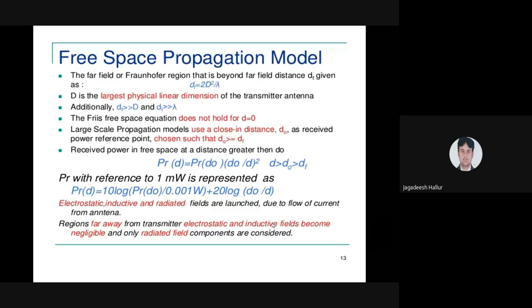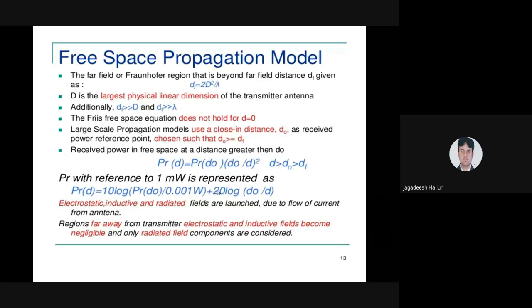That is for 1 milliwatt. But if you want to represent this total power PR in watt instead of milliwatt, what is the equation? PR of d is equal to 10 log of PR of d naught divided by 1 watt, instead of 0.001, plus 20 log of d naught divided by d.